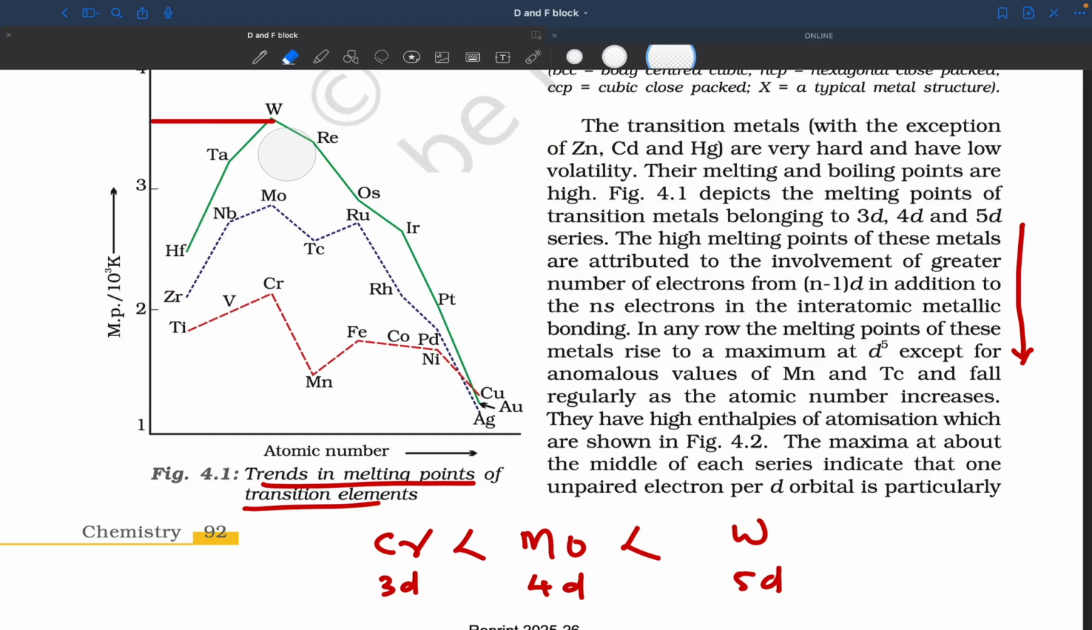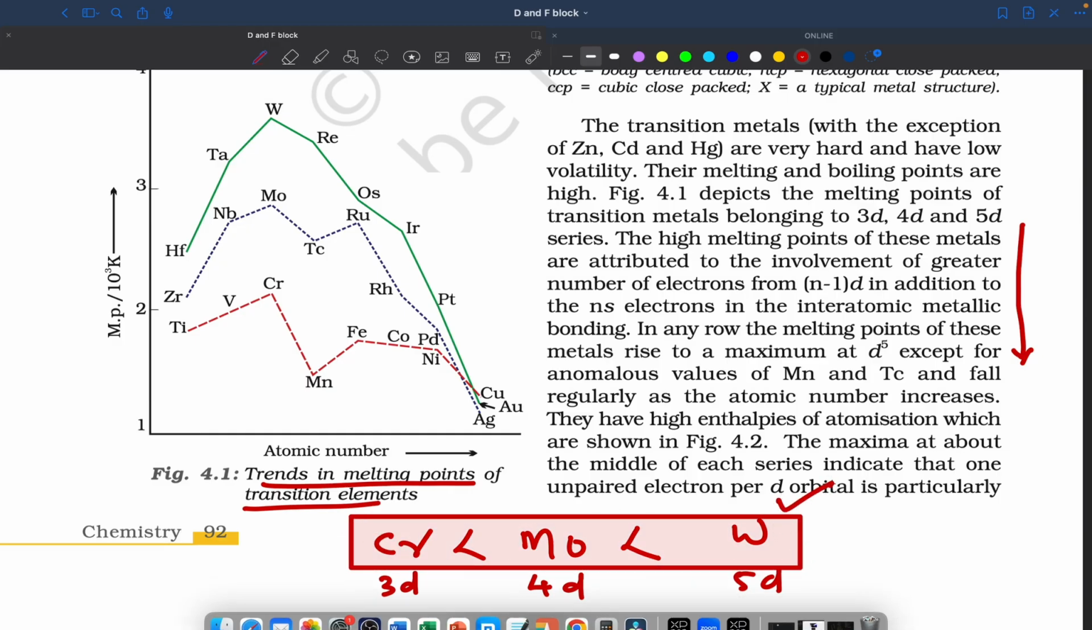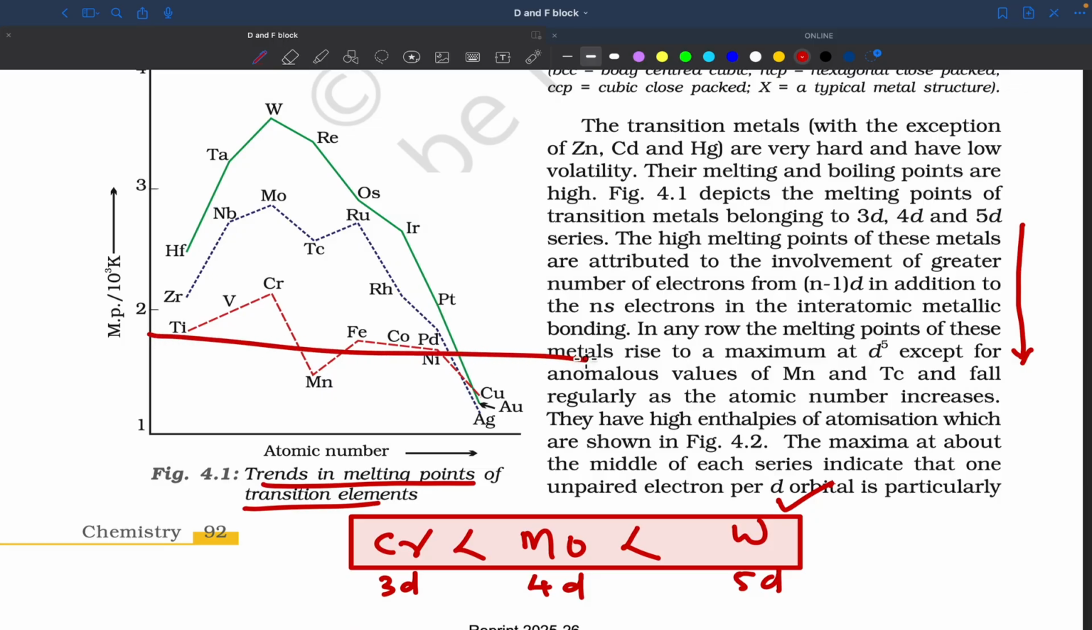Look, how the question is asked: if these 3 elements' melting points are compared, then the highest one, the lowest one, you can note it, right? But if I compare the element with the highest melting point in the 3D series and the lowest melting point in the 3D series, so what would be your answer? So highest would be chromium, right? And the lowest would be, who should it be? Copper I can see, right?